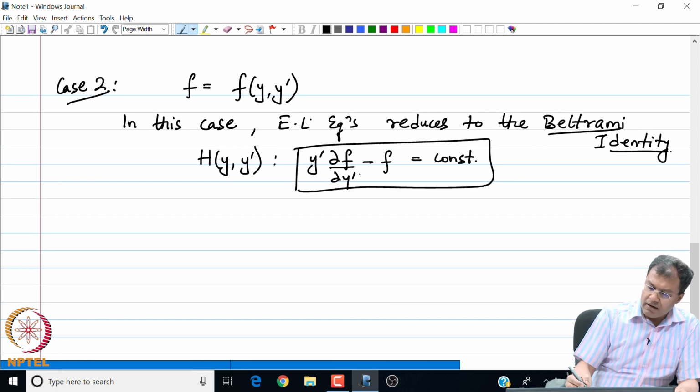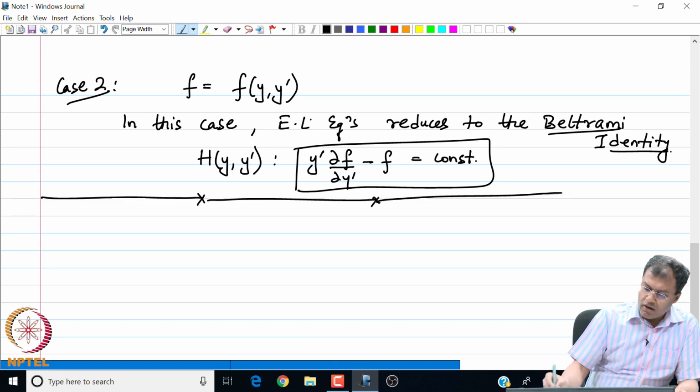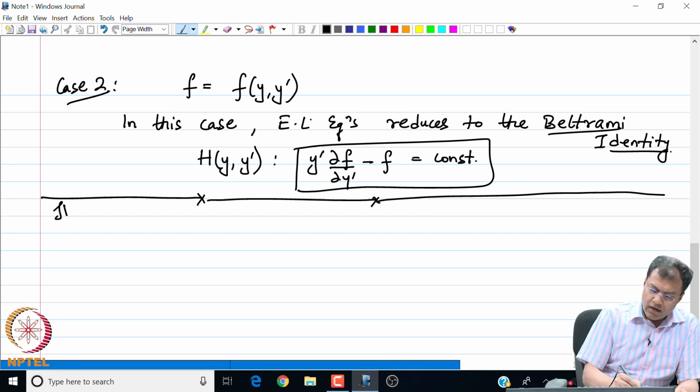Notice that the Beltrami identity is only a first order differential equation. So, it is a reduced order Euler-Lagrange equation. So, it is much simpler to solve than the original Euler-Lagrange equation. Okay. So, let me just state this result in the form of a theorem. So, I am going to continue to number the theorems, starting from the first lecture onwards. We have so far shown one result in the form of one theorem, and so this is my second theorem.